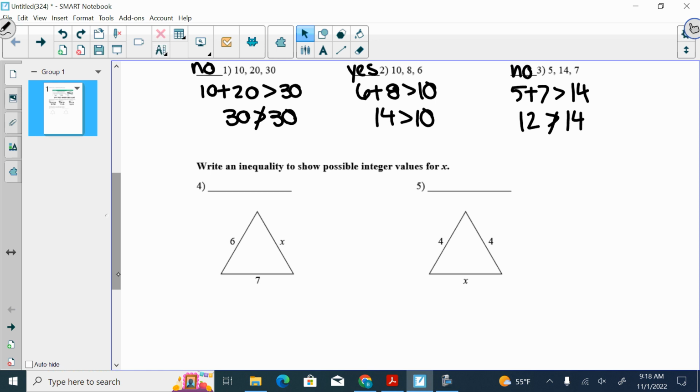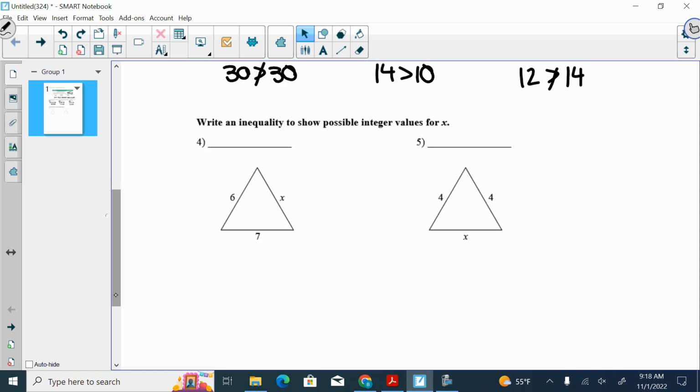Okay, so something we need to think about is in the rule we just discussed, you always add the two shortest sides, right? It has to be greater than the biggest side. But do we have any way of knowing if the side that's missing is going to be one of the two short sides or if it's going to be the biggest side? So we have to consider that it could be either one. All right, so first let's consider that x is the smallest side.